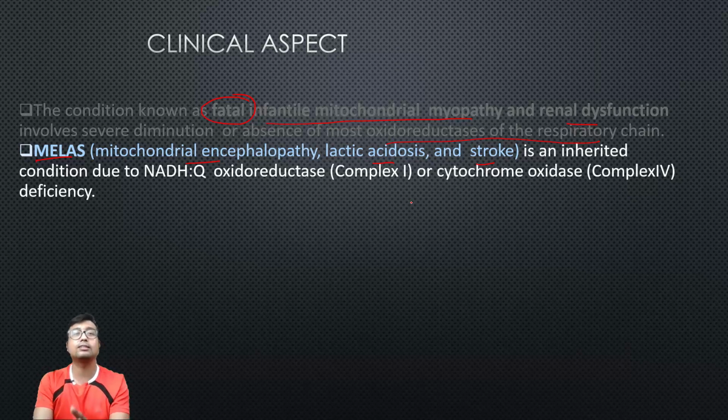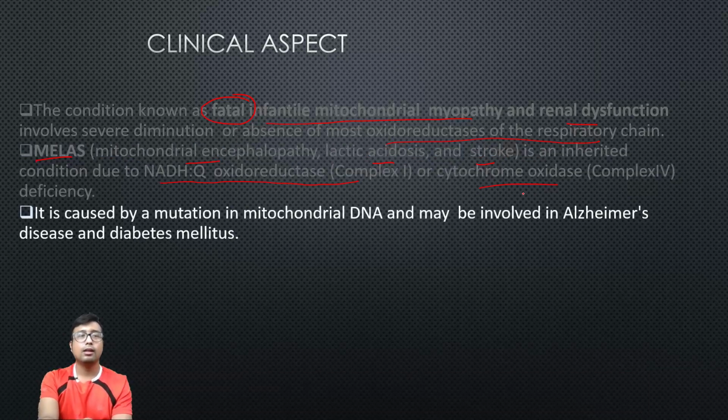So mind it, oxidoreductase enzymes are very important. Over here, the oxidoreductase enzymes of complex 1, that is NADH coenzyme Q oxidoreductase, and cytochrome oxidase, or complex 4, are deficient. So these are caused by mutation in mitochondrial DNA. Okay, and these have also been implicated in the production of diseases like Alzheimer's as well as diabetes mellitus. Diabetes is a very strange and ever ongoing disease where new researchers are producing new data every day.